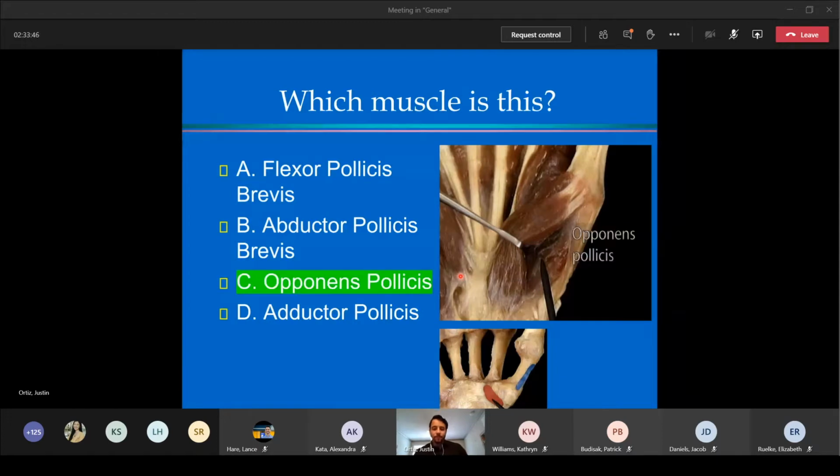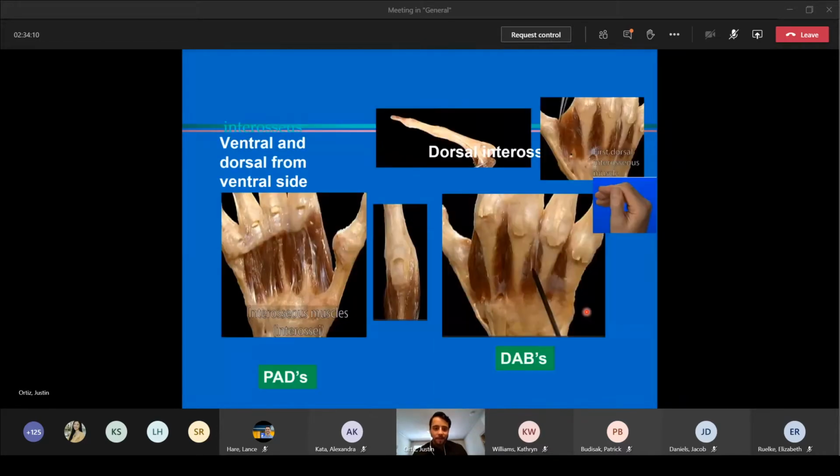So yes, it is going to be C, your opponens pollicis right here. This would be your flexor pollicis brevis, this one. And you can't see, but on this side would be your abductor. Oh, wait, excuse me. This is your abductor pollicis brevis, and the opposite side would be your flexor pollicis brevis. But yes, this is correct. This would be your opponens pollicis, which is why I put this little image right here just to help you out as well. These are your pads, which would be on the anterior side.